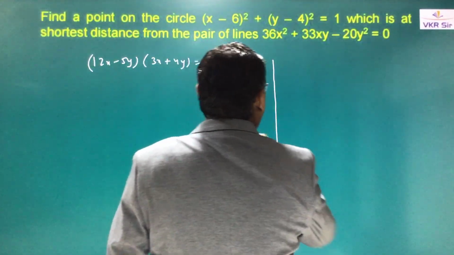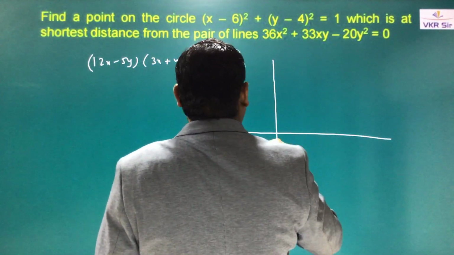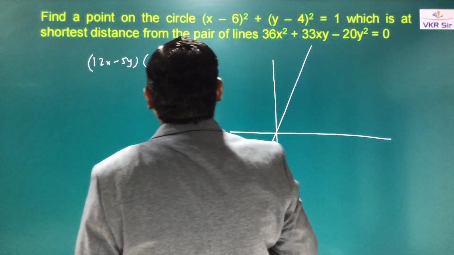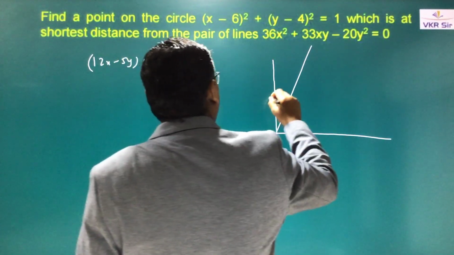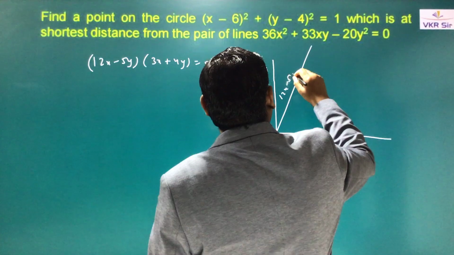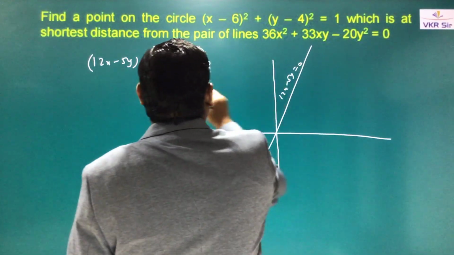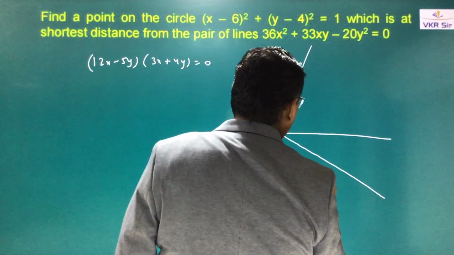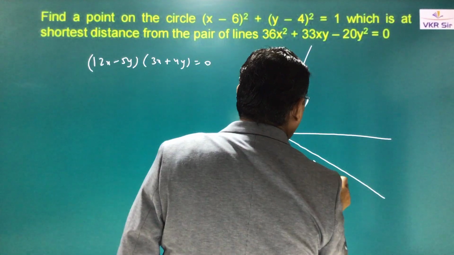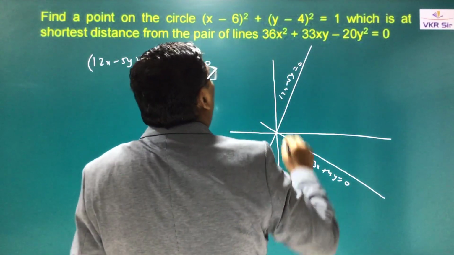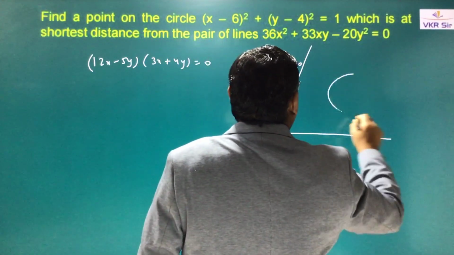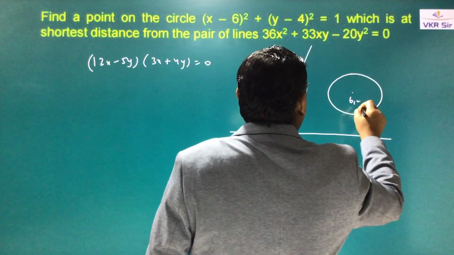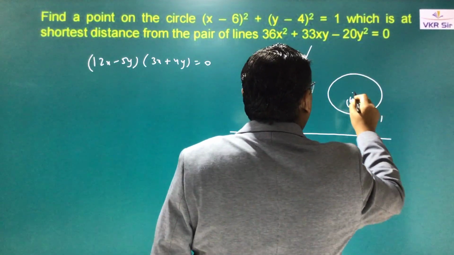We will first plot the lines and the circle. So this is your line 12x minus 5y equal to 0, somewhere like this. And this 3x plus 4y will have a negative slope, something like this. And where is our circle? Our circle is centered at (6, 4) with a radius of 1.